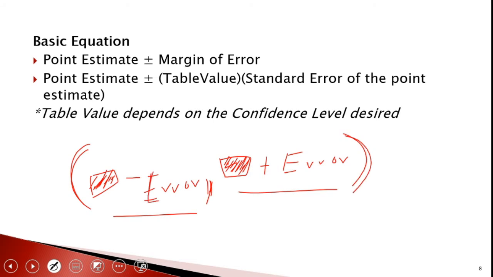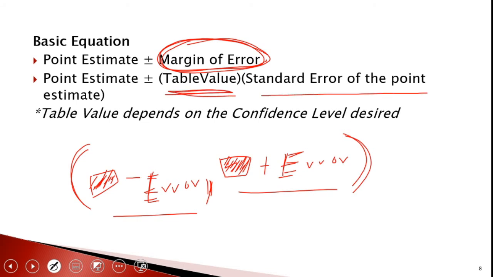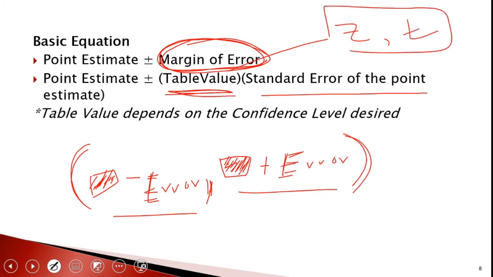So what is this error? You will see what this error is a few slides later, maybe in the next chapter. Okay, we actually call this error by a special name, margin of error. This margin of error you can calculate by using the table value times the standard error of the point estimator. Don't worry about these names. You will see what these are later. This table value means table value like Z table, like T table. You will cover these two later.